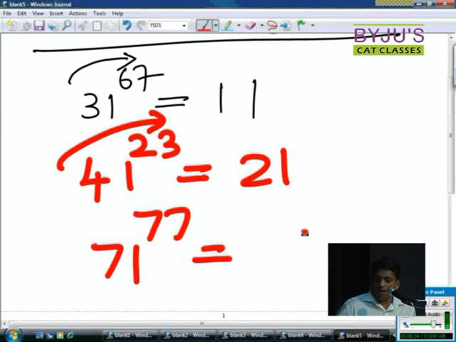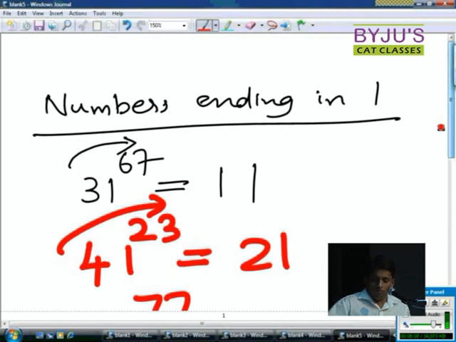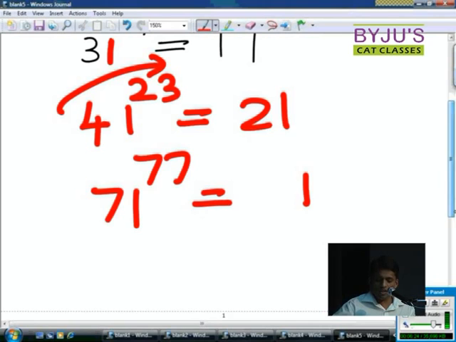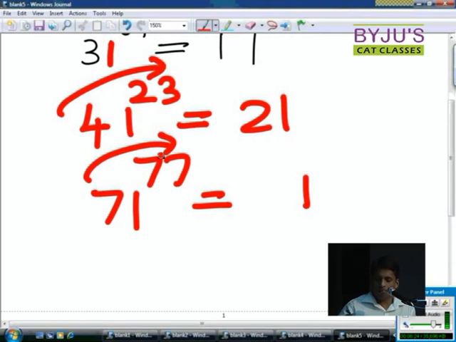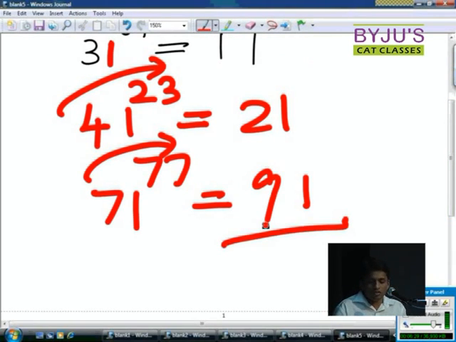Last 2 digits will be, last digit is always 1, right? That we know from the power cycle itself. If you have a number ending in 1, what is the power cycle of 1? It's only 1. Unit digit is always 1. The second last digit is the only thing you need to find out, and that's as easy as this: 7 into 7, 9. Just a single multiplication.